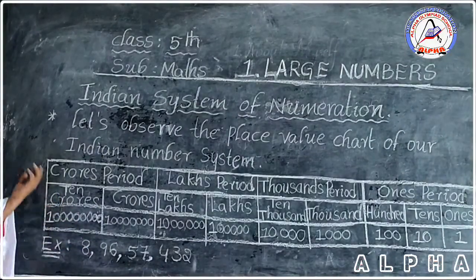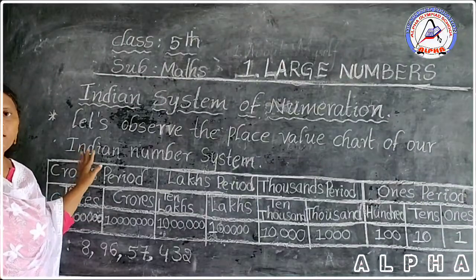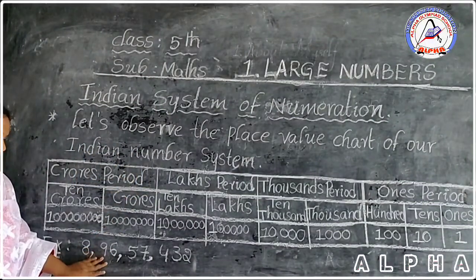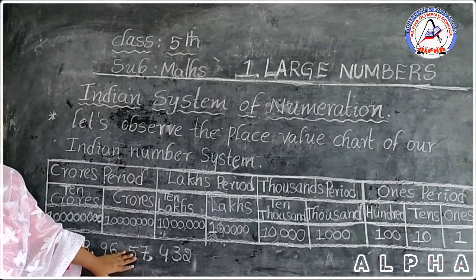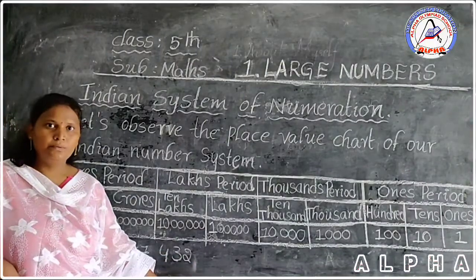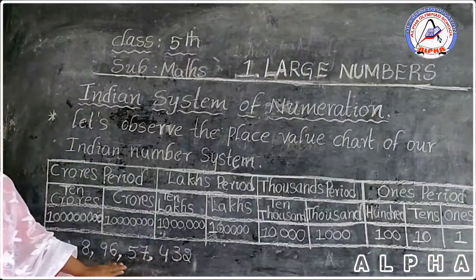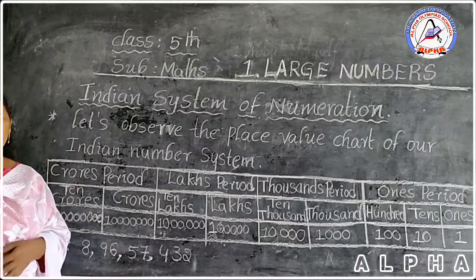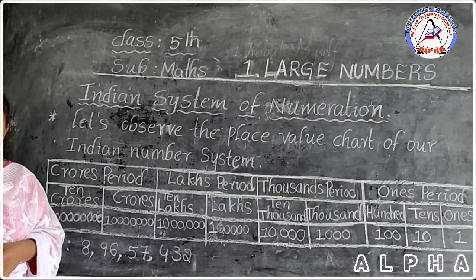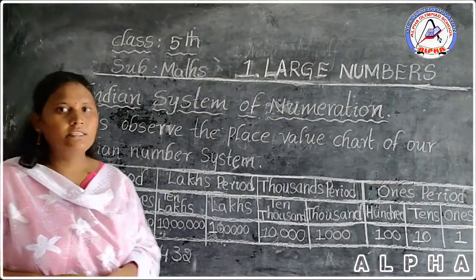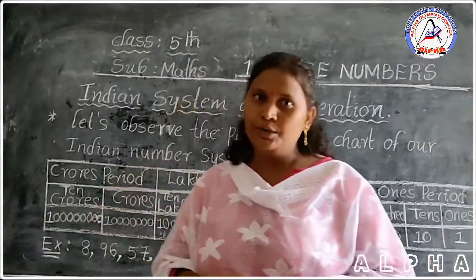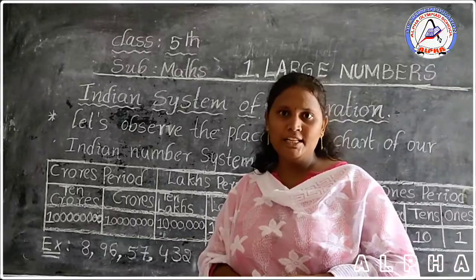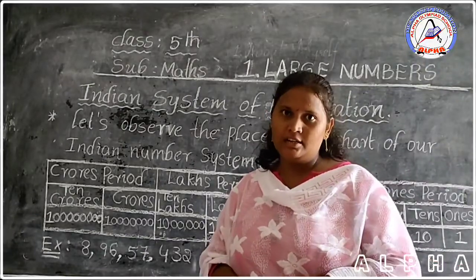Like this, on the basis of this number system, we pronounce this number as 8 crores 96 lakhs 57,432, and we give commas on the basis of this Indian number system. So children, let's write down this Indian number system in your notebooks. I hope you all understood very well about this Indian number system chart.